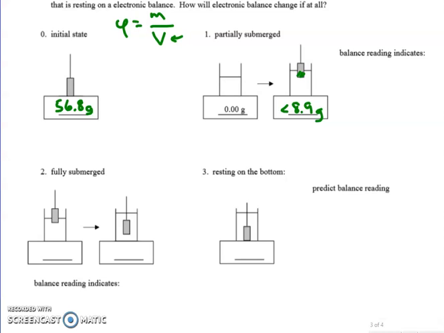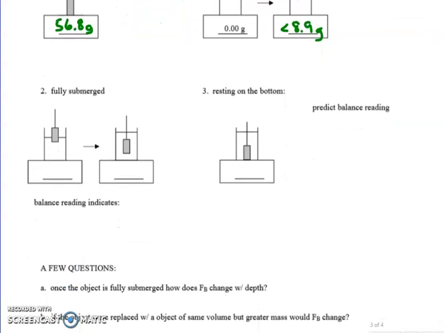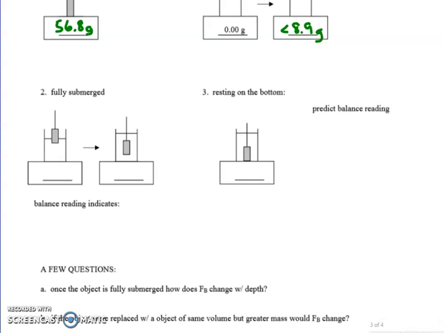But it reads something. The 8.9 comes from how much I submerged it, or actually the volume of the material itself, not the actual density. Okay, now instead, let's go from this situation, partially submerged, to fully submerged.